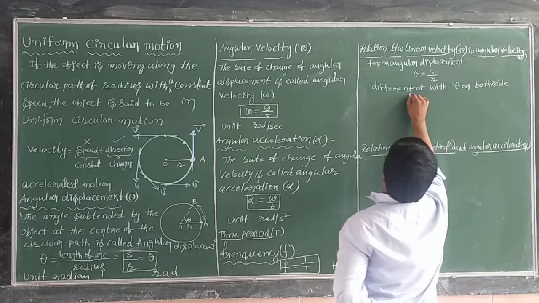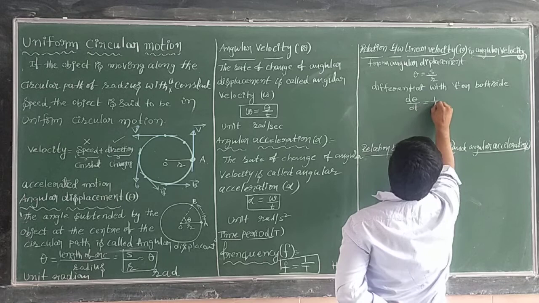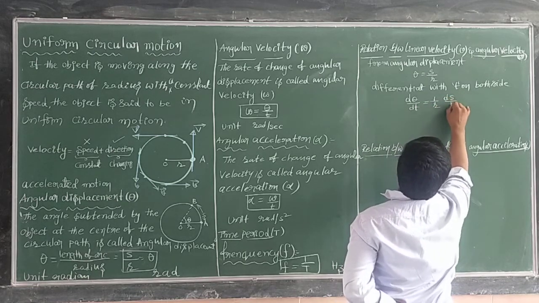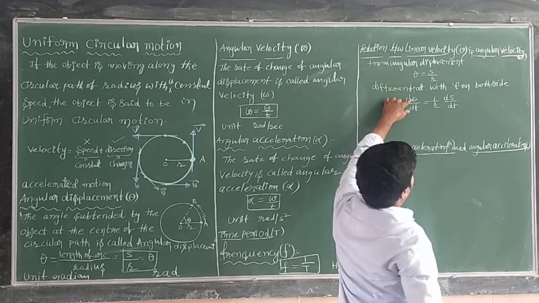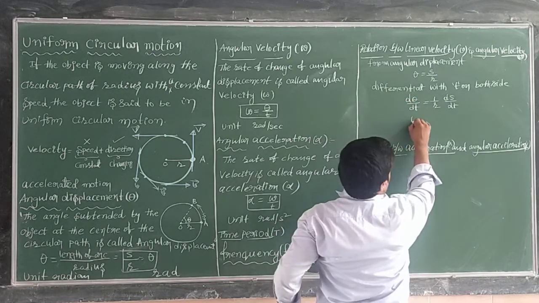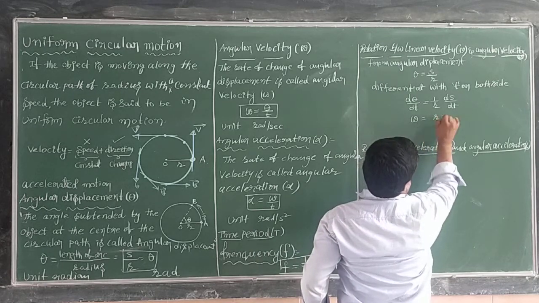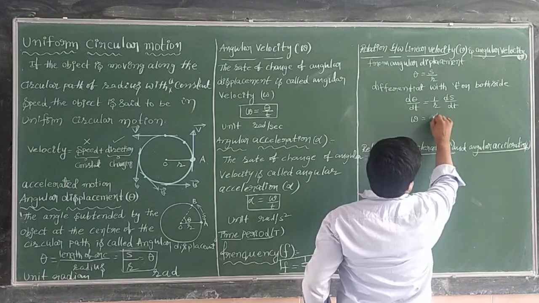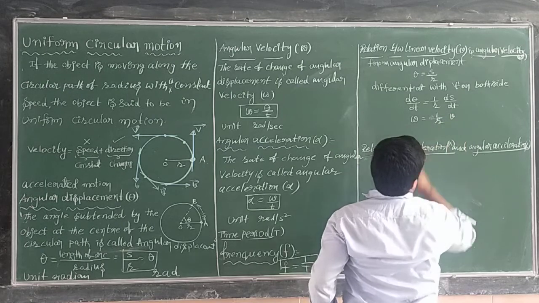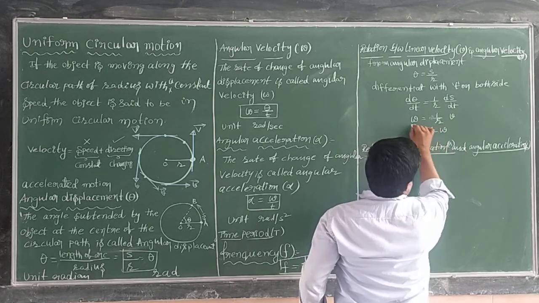Right, then what we can write, d theta by dt is equal to 1 by r into ds by dt. d theta by dt, the change in angular displacement with respect to time, is nothing but angular velocity, omega, is equal to 1 by r into v. Now from this, v is equal to r omega.